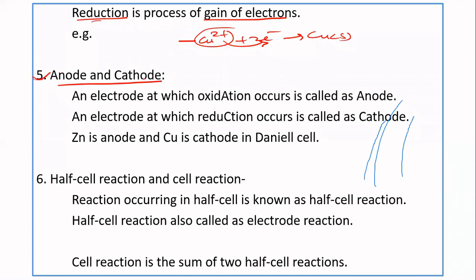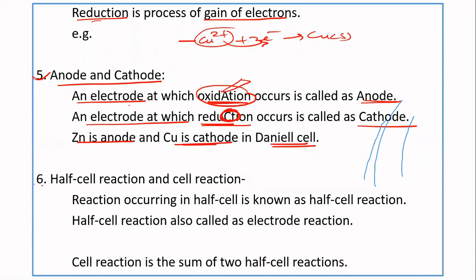Then fifth is anode and cathode. An electrode at which oxidation occurs, here the oxidation is important and here A is capital. So you can easily understand, the electrode at which oxidation occurs is called the anode, and an electrode at which the reduction occurs is called the cathode. So here C capital is there. So at cathode reduction occurs and at anode the oxidation occurs. So zinc is anode because it has undergone the oxidation, and copper is cathode because it has undergone the reduction in Daniel's cell.